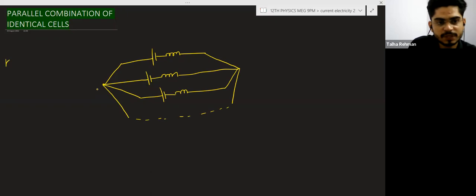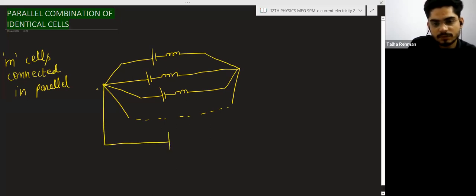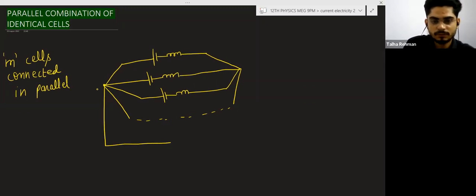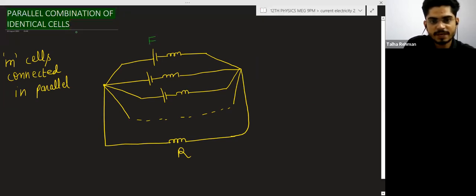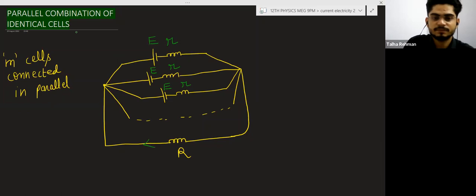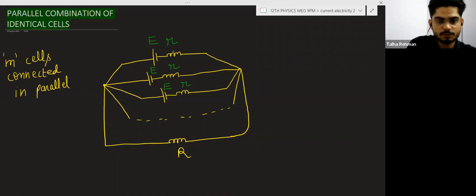You have connected m number of cells. Means here, small m, cells connected in parallel. And this whole combination is connected with an external resistance R. And all the cells are identical. So EMF is E, internal resistance r, EMF is E, internal resistance r, EMF is E, internal resistance r. So suppose the current is flowing like this.